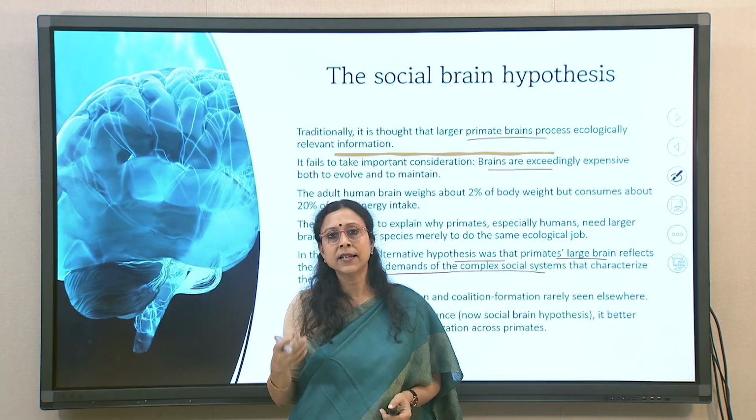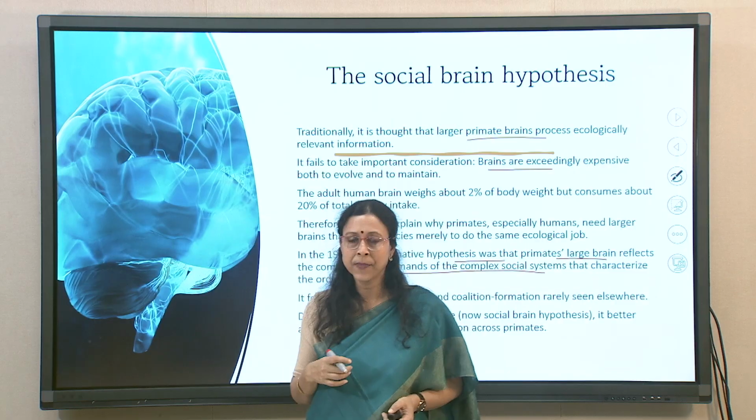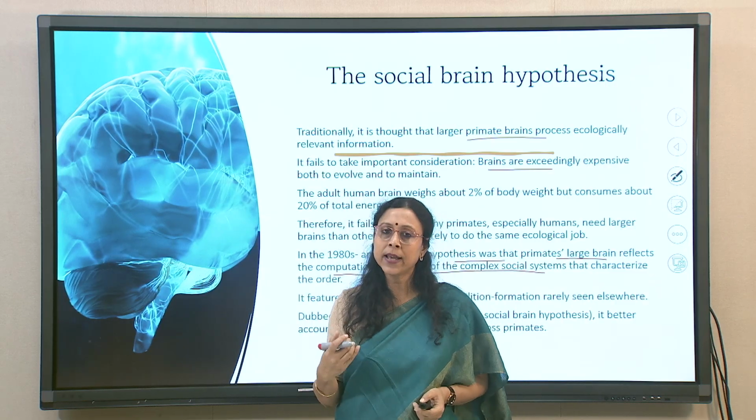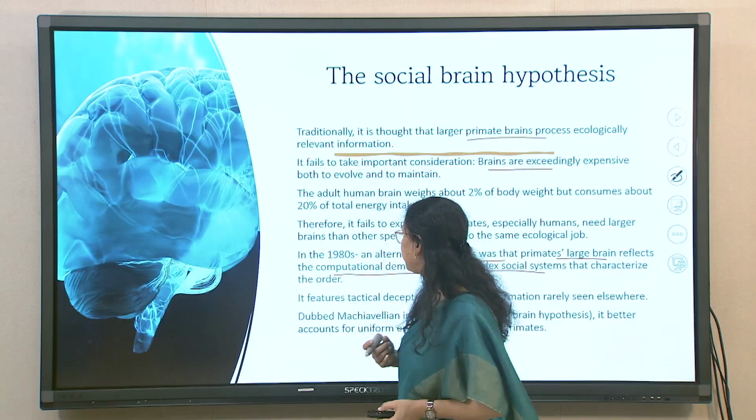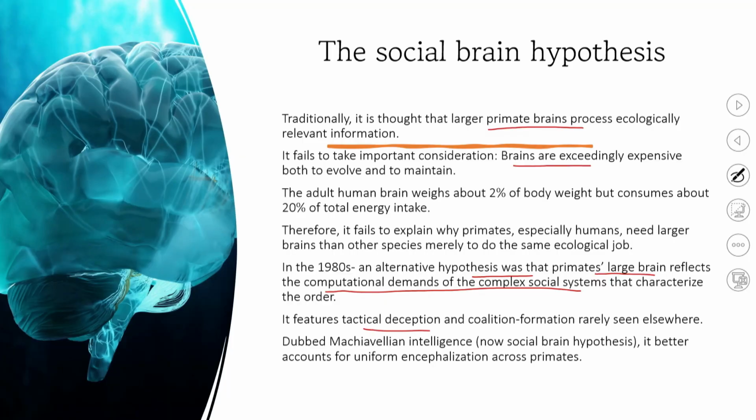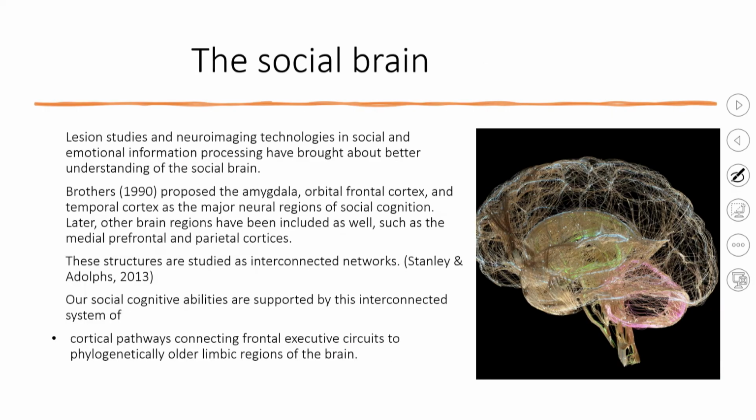So, this is where the idea of the social brain comes from. So, society has a role to play in the way the brain is structured, in the way it functions and so on. So, it features tactical deception and coalition formation rarely seen elsewhere. So, this is dubbed Machiavellian intelligence. Now, it is called social brain hypothesis. This was initially called by a different name.